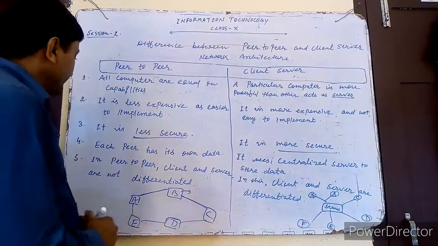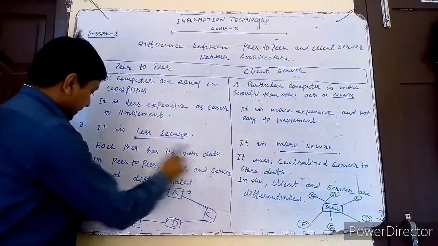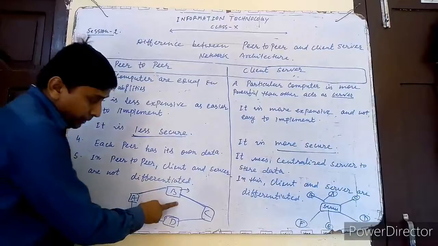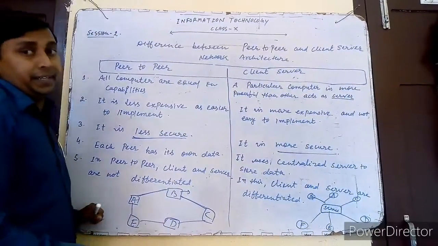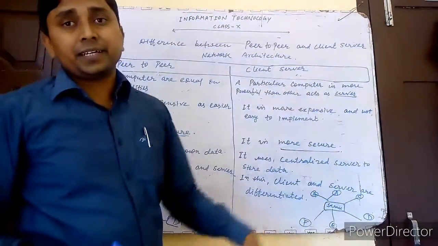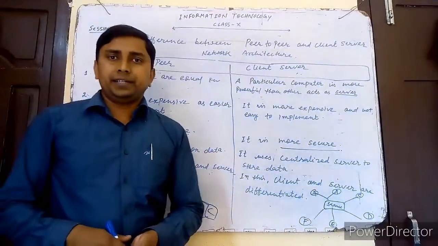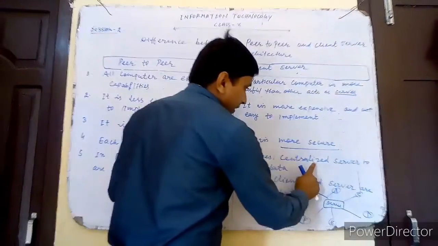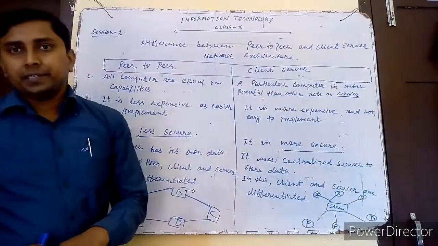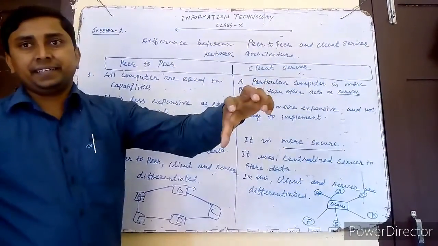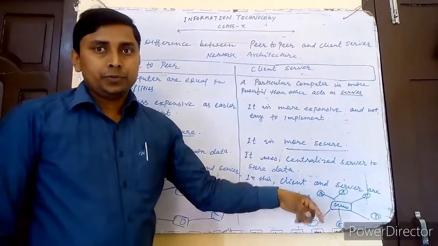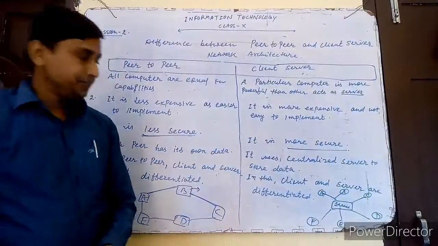Okay. Next, each peer has its own data. That means A has its own data, B has its own data, C has its own data. Every client has its own data. But if you use client-server network architecture, no client has its own data. It uses a centralized server to store data. All the data is stored in one place, which is known as the server, and every client can extract data from the server by giving a request.